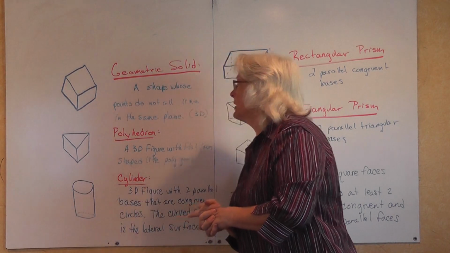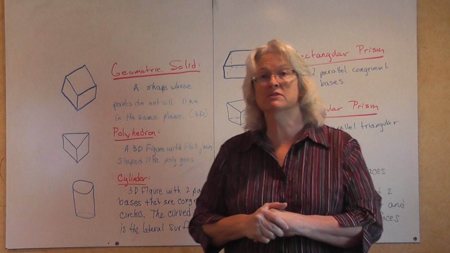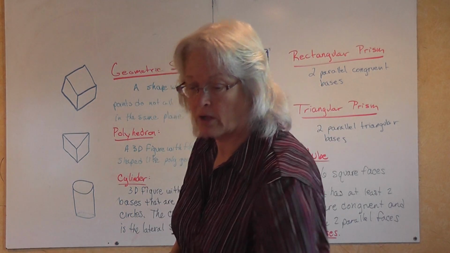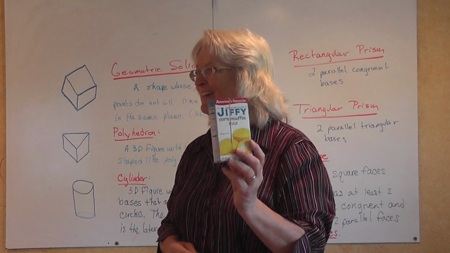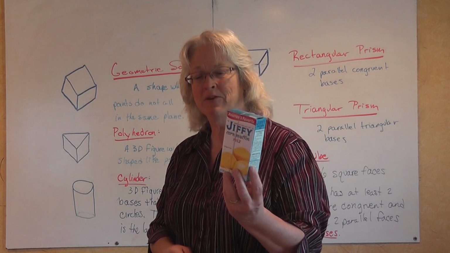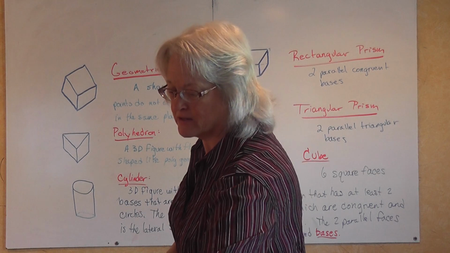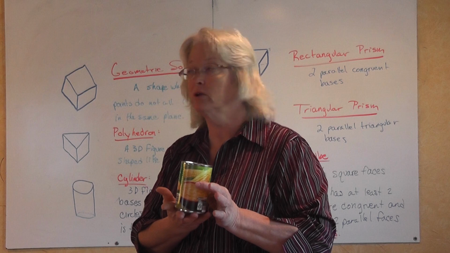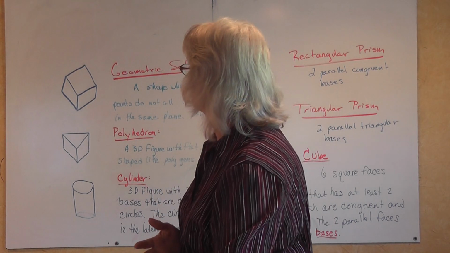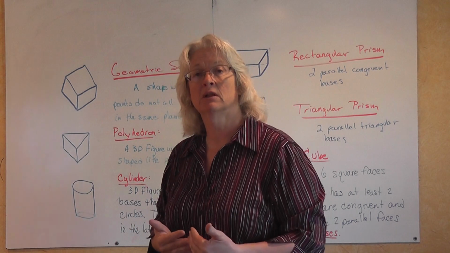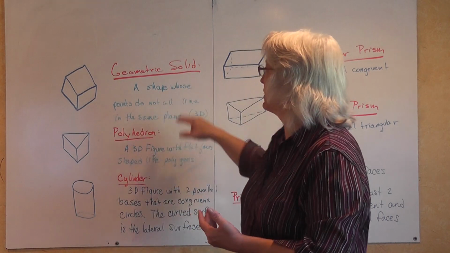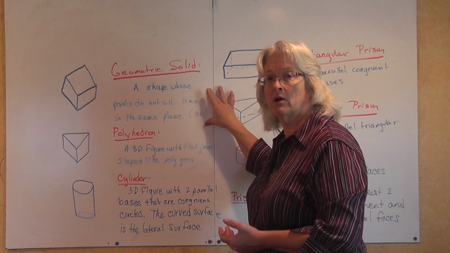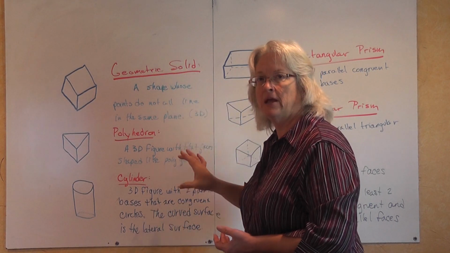First off, what we're talking about, these are called geometric solids. And a geometric solid is simply a three-dimensional object. Like this box here, a Jiffy Mix box here, this can of corn that I'm going to be using later to illustrate what we're doing for surface area. But the geometric solid has a specific definition. It's written right here. It's a shape whose points do not all lie in the same plane.